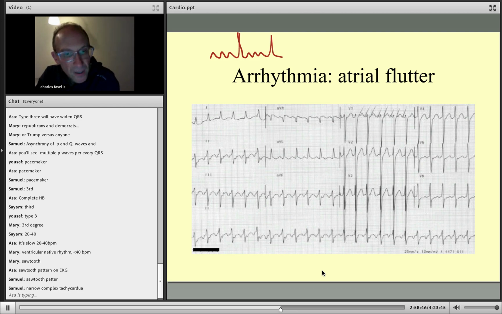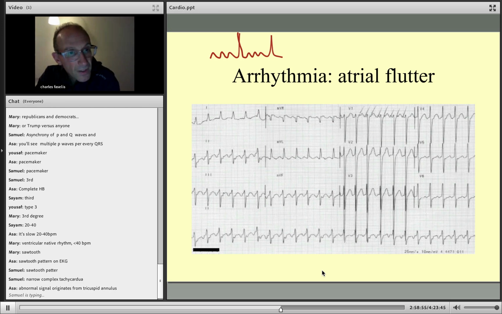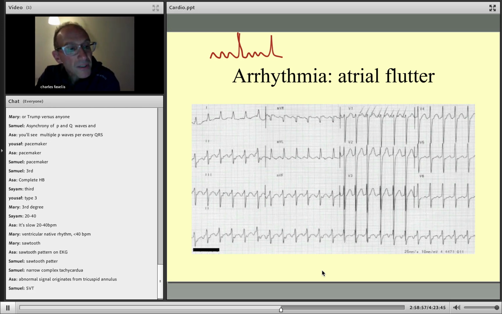Narrow complex tachycardia. Very good, Sam. Why? Because again, it's supraventricular, right? I always look at the QRS complex.